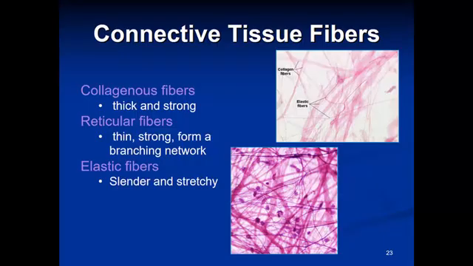The fibroblasts secrete fibers into the matrix, and there's three types of fibers: collagen, reticular, and elastic. And collagen fibers are known for their strength. They're very stiff. They're not very elastic. They're there for strength. You find a lot of them in ligaments and tendons. So they're kind of hard to chew on, for example.